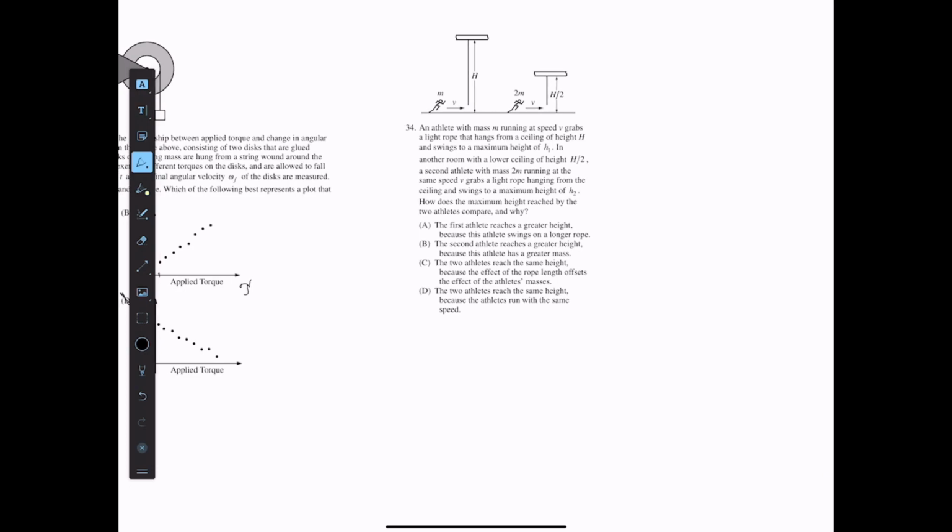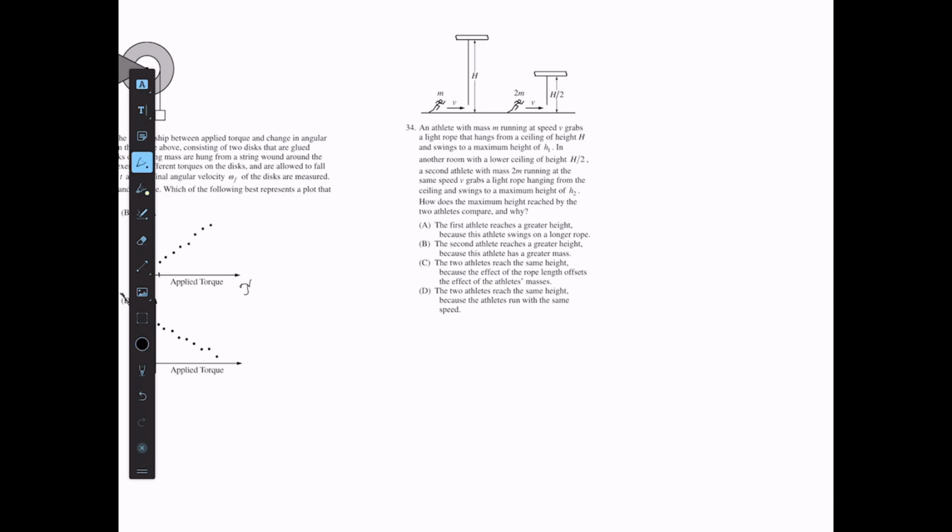An athlete with mass M running at speed V grabs a light rope that hangs from a ceiling of height H and swings to a maximum height of H1. In another room with a lower ceiling of 1/2 H, a second athlete with mass 2M running at the same speed grabs a light rope hanging from the ceiling and swings to a maximum height of H2. How do the maximum heights compare?